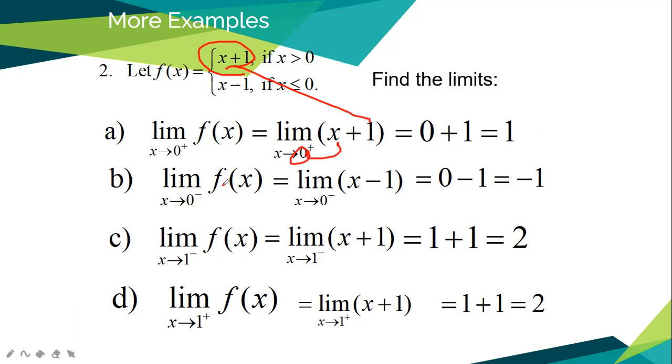Same with here, we have the same procedure. First, we analyze where x is approaching, or the value of a that x approaches. So 0, from the left, so it is the left-hand limit. It is easy on the Cartesian plane, right?